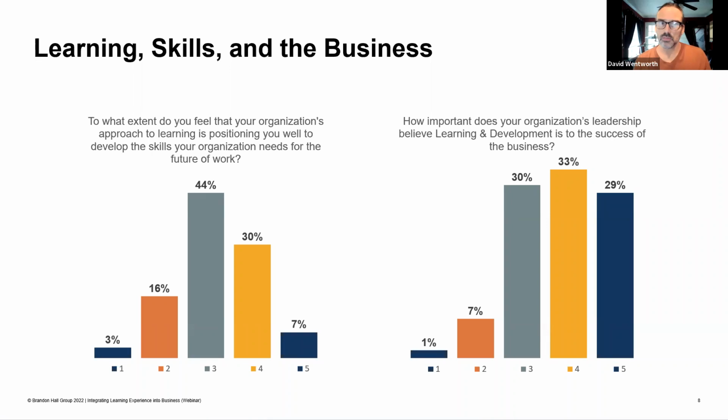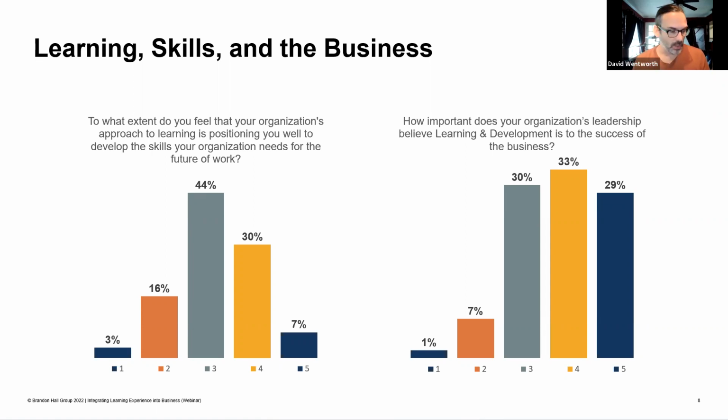But then when you look at the stat on the right, and again, 5-point scale, we asked the L&D teams, your approach to learning, whatever it may be, do you believe that it's positioning you well to develop the skills that the business is going to need for the future of work? And the results are not so great, right? I mean, the biggest group is in that 3 category, 44%, and only 37% give themselves a 4 or 5.